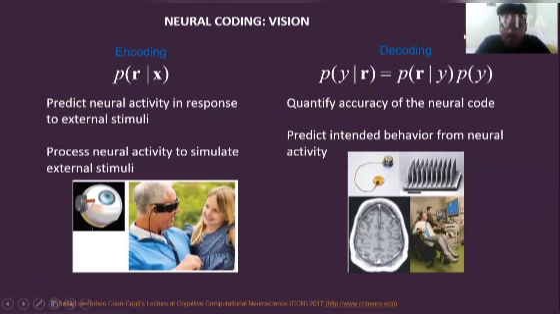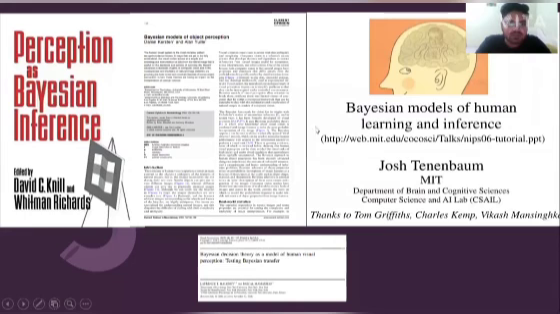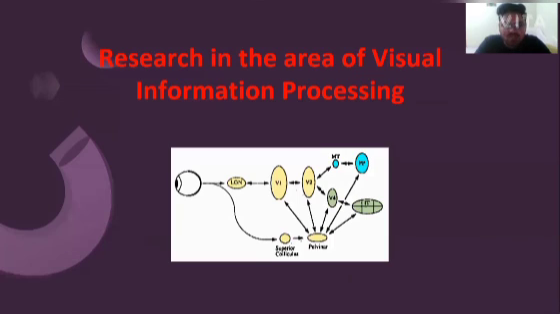And here comes the interesting mathematical part, that it is prior and it is likelihood, so we can choose the right prior according to our requirement. There is a lot of research associated with this particular concept, and this laboratory is working on a probabilistic model of visual segmentation. And there is a lot of literature available related to perception as Bayesian inference. Now I'll talk about the research in the area of visual information processing.